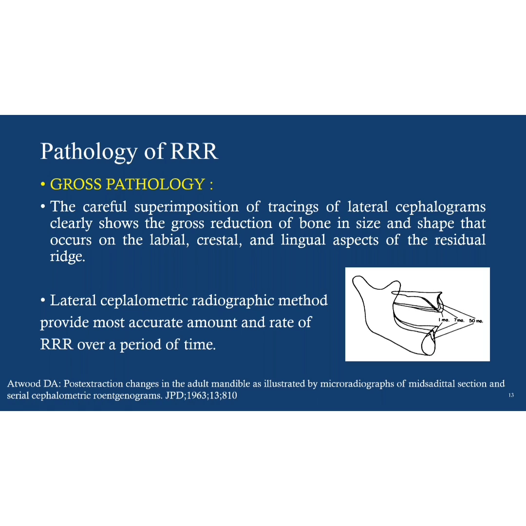Pathology of RRR, gross pathology. The basic structural change in residual ridge resorption is a reduction in the size of the bony ridge under the mucoperiosteum. In order to provide a simplified method for categorizing the most common residual ridge configurations, the 6 orders of Atwood have already previously been described. Here we can see the careful superimposition of tracings of lateral cephalograms.